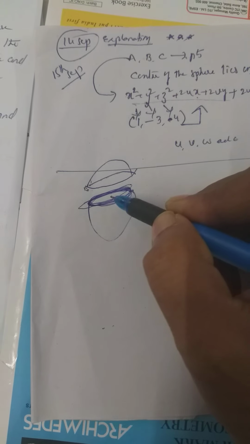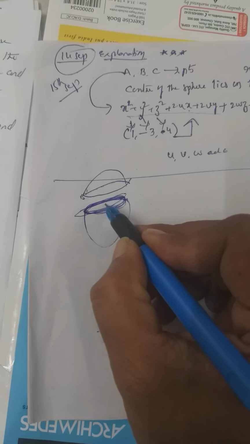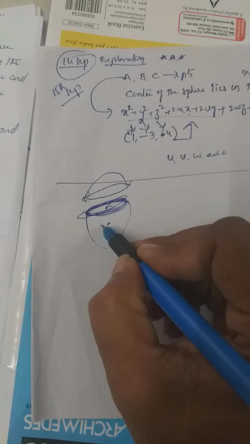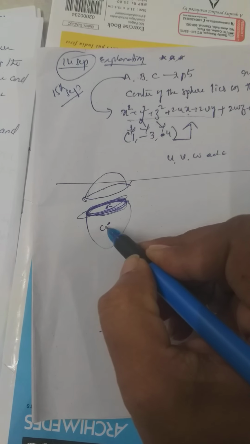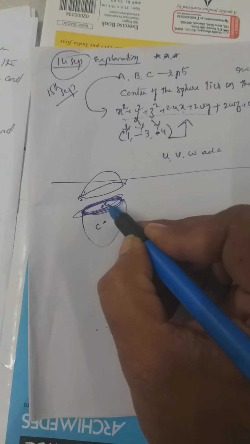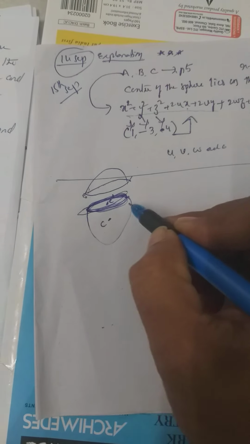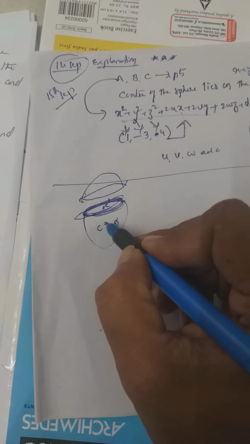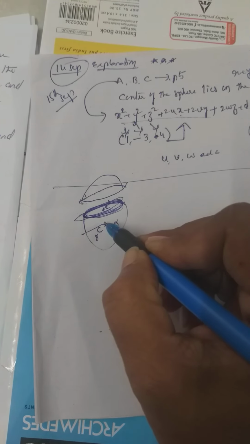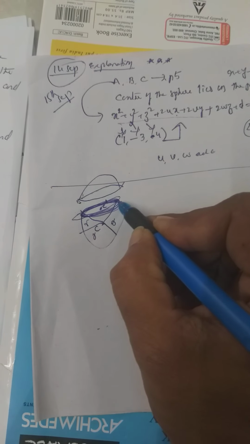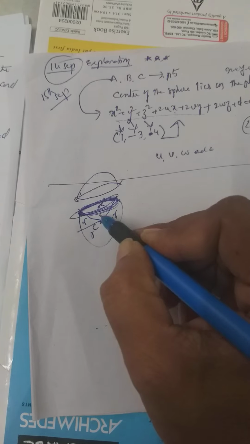This common portion is a circle, and this is the center of the circle, whereas this is the center of the sphere. The center of the sphere is denoted by C, and the center of the circle is denoted by C dash. Now this is the radius of the sphere, this is the radius of the sphere, right?